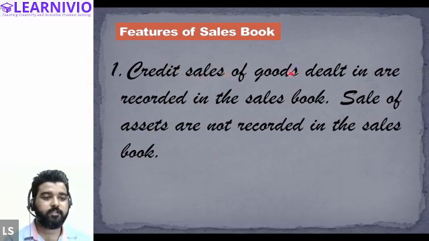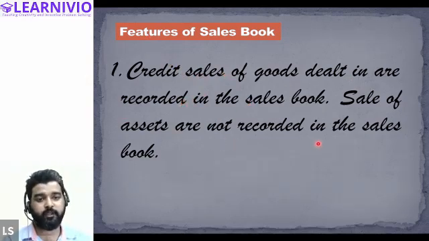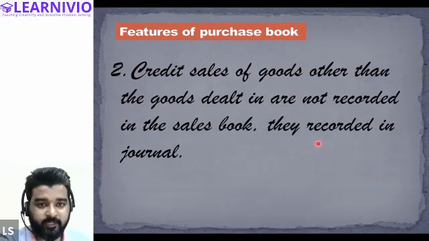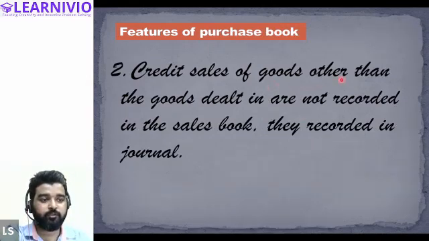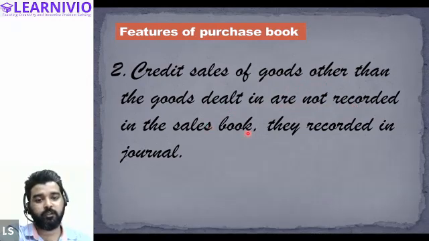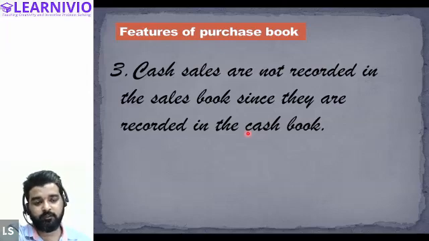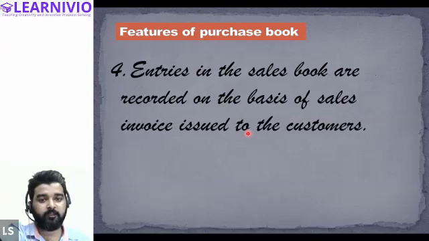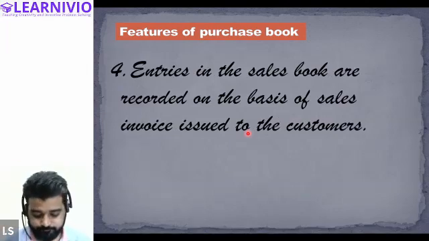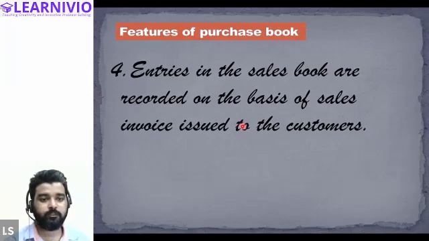Okay, now credit sales of goods dealt in are recorded in the sales book. Sales of assets are not recorded in the sales book, right? Then we have the second feature, that credit sales of goods other than goods dealt in are not recorded in the sales book. They are recorded in the journal. And the third characteristic is that cash sales are not recorded in the sales book, since they are recorded in the cash book separately.